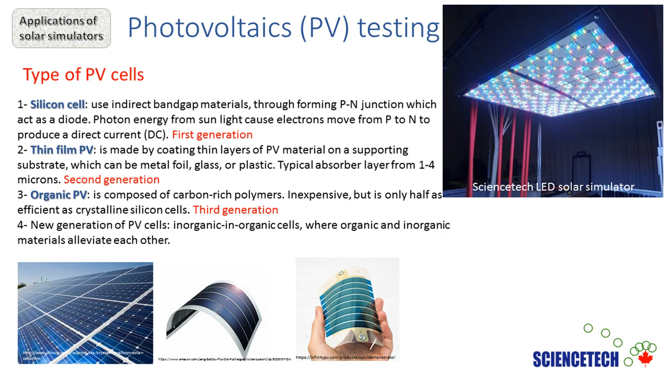The second generation of solar cells involve thin film cells, which use direct gap material 100 times more light absorbent than silicon. Their absorbent layers are usually only 1 to 4 microns thick. With third generation, organic solar cells, absorbency is sacrificed for relative ease and low cost in manufacturing. Solar simulators have been essential at every step of our progress in new photovoltaic technologies.